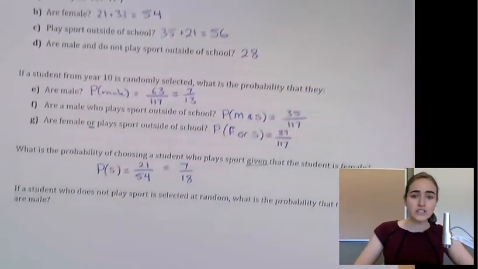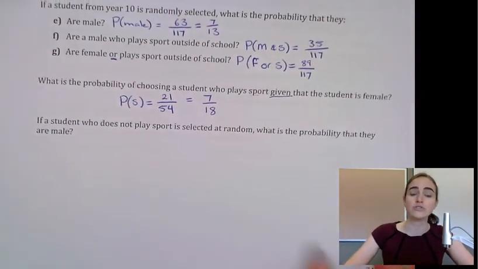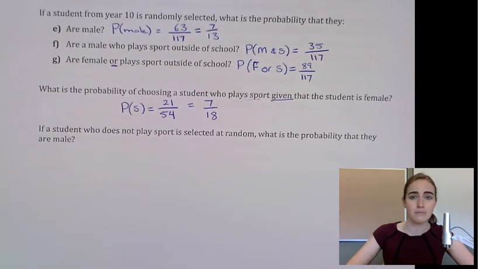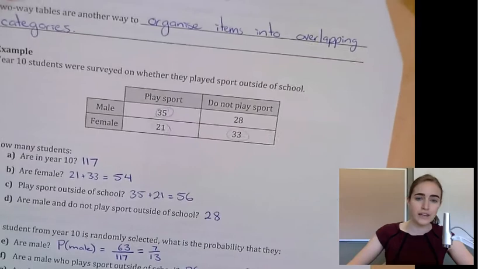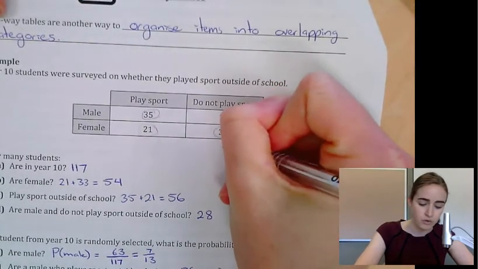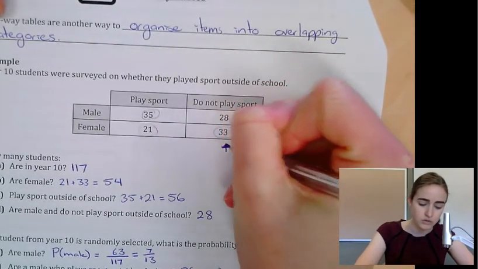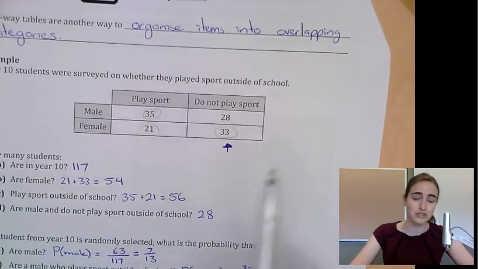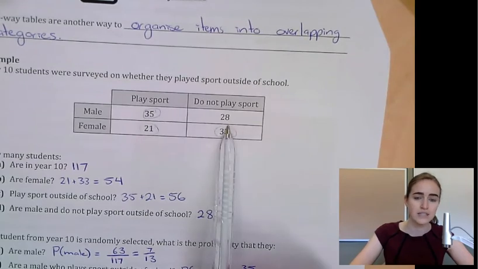All right, now last question asks us, if a student who does not play sport is selected at random, what is the probability that they are male? So the probability that they do not play sport, so we're only looking at these ones. We're only choosing from this column. So we're picking a student who does not play sport, and we want to know the probability that they are male.